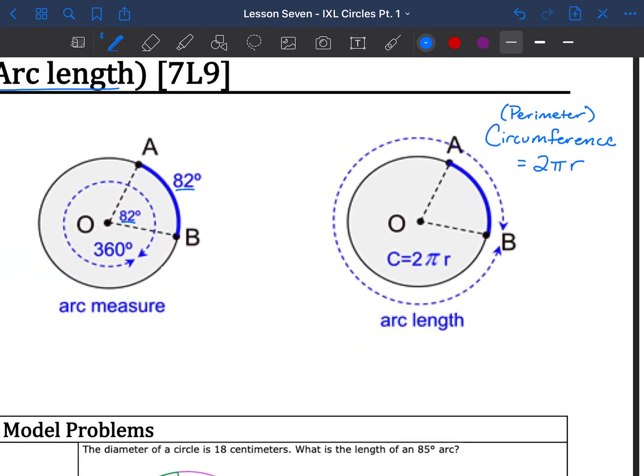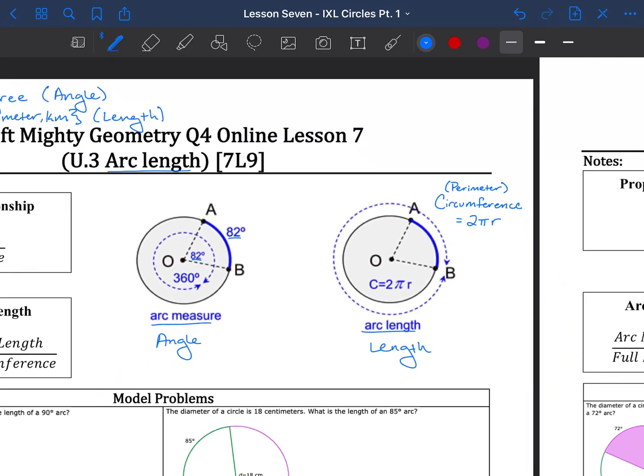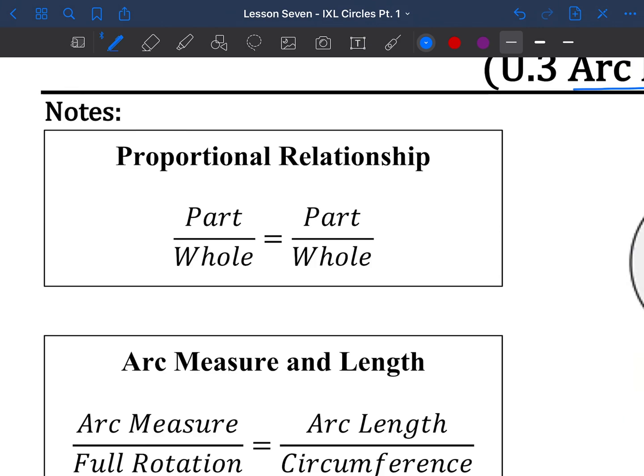So arc measure deals with the angle. Arc length deals with the length. There are two ways of measuring them, and there's a relationship between them. We're going to use this relationship to find missing components. What is that relationship? We're going to call that a proportional relationship. Now let's take, for example, you want to eat a pizza and you're really hungry, and you want to eat 1/2 of it.